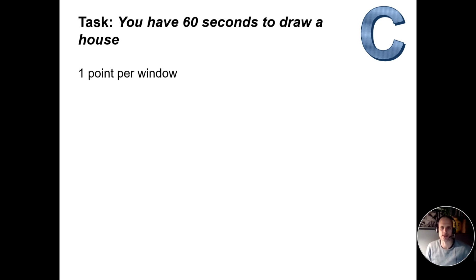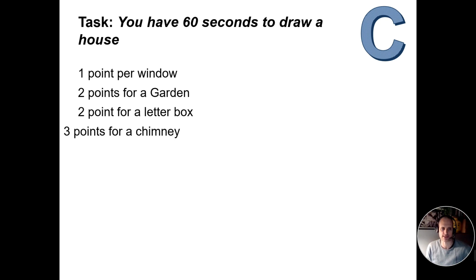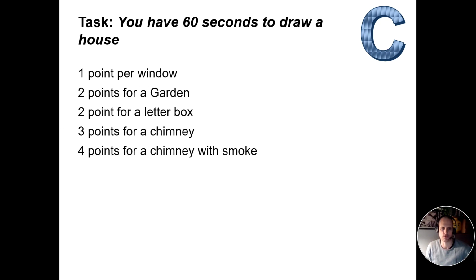This is the marking system. So I want you to mark your house. You get a point for a window, 2 points for a garden, 2 points for a letterbox, 3 points for a chimney, 4 points for a chimney with smoke, and 5 points for a garage. Now, what's the problem with that?